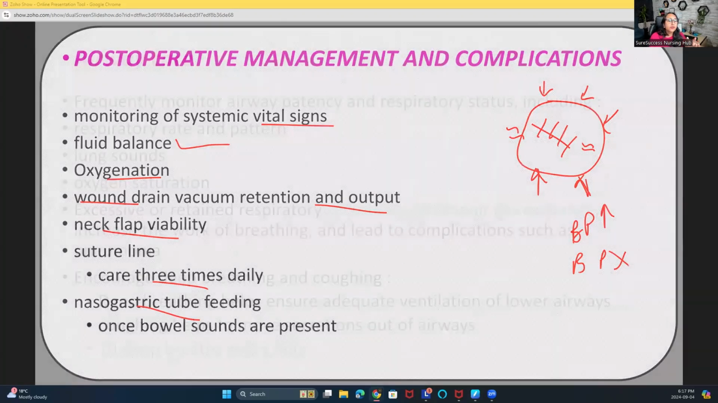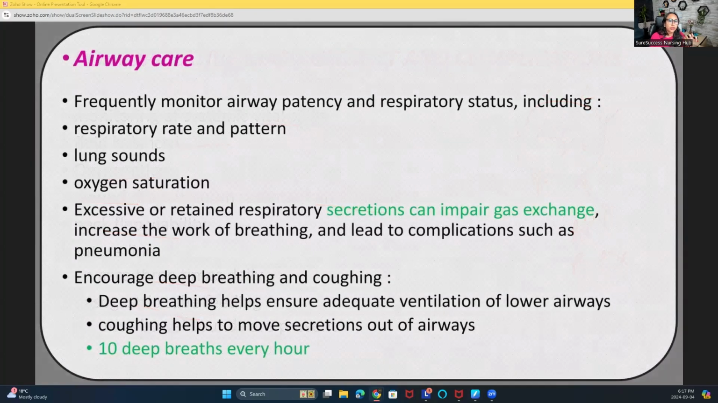How to maintain the airway? When I say the airway is important, monitor it. Check the respiratory rate, lung sound, auscultate, SpO2. Excessive or retained respiratory secretions can impair the gas exchange, right? So suction it. And whenever you are suctioning, deep breathing is very good. Coughing is very good. Only after coughing, you do the suctioning. Okay.